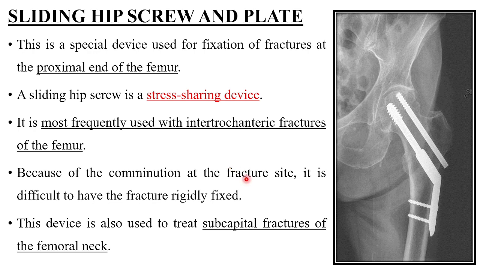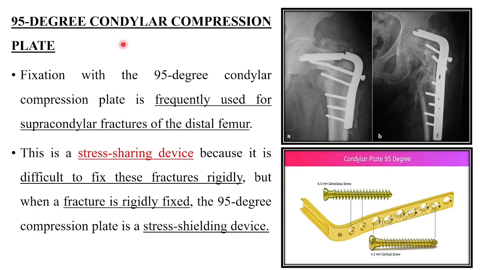Because communication at the fracture site is more difficult, it is difficult to have the fractures rigidly fixed. This device is used to treat subcapital fractures of the femoral neck also. So the next example is the 95-degree condylar compression plate. Fixation with the 95-degree condylar compression plate is frequently used for the supracondylar fractures of the distal femur.